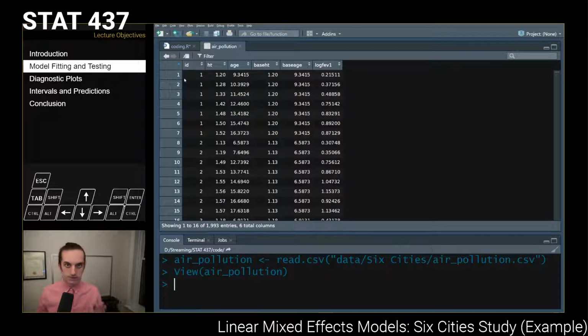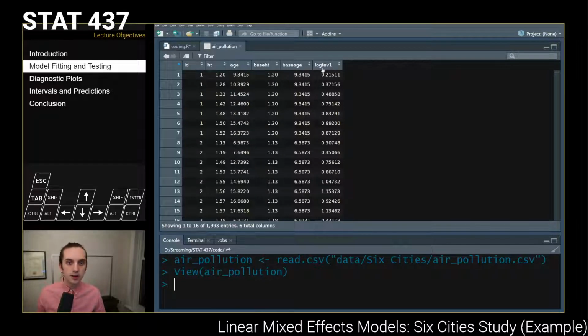You can see that we have a column for the ID, which is of course the individual's ID. We have height and age, and then baseline height and baseline age. So you can see that for individual 1, their height at the first time is 1.2 and their age is 9.3415. And then the baseline values take on those values, right? So at time 1, the baseline height and baseline age are just equal to the height and the age, but then as you go on, those remain constant over time.